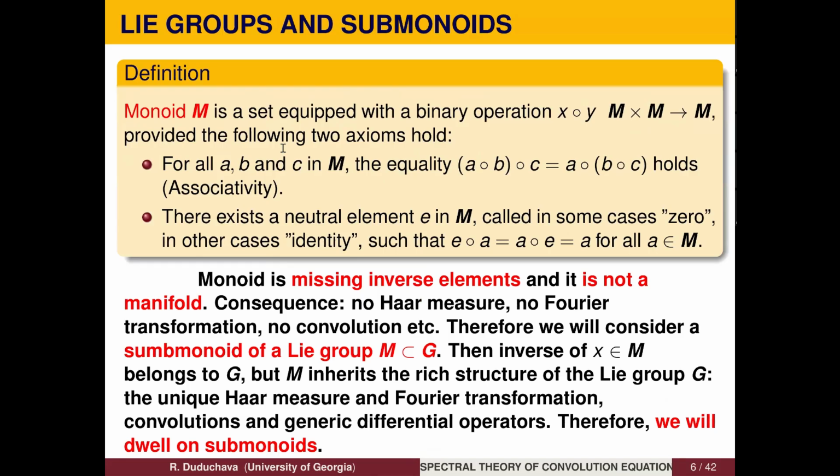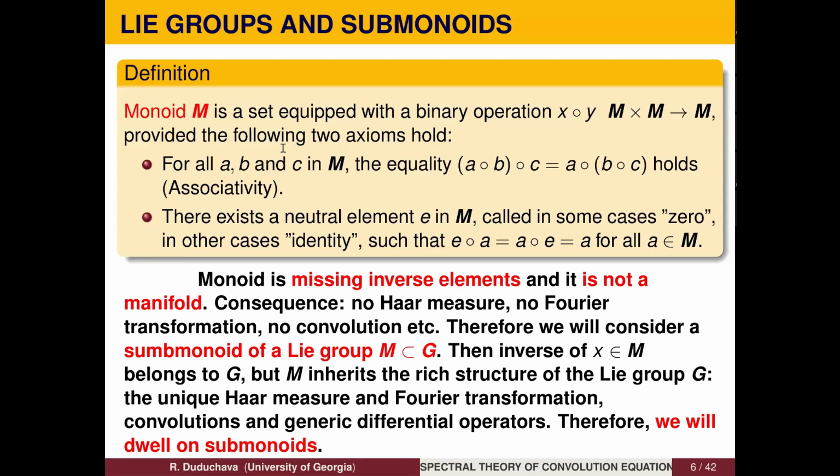First of all, monoid. A monoid is the same as a group, but we don't require, first of all, that it's a manifold, and not every element has an inverse. The inverse is not necessary. Well, with these two properties missing, we have no Fourier transform, no Haar measure, and so on. It's not interesting for us, who are interested in analysis. It's interesting maybe for people from algebra, but not for us.